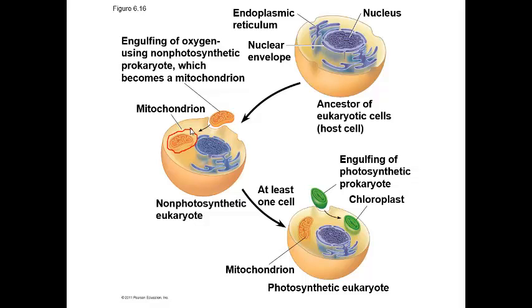This could also have happened with the chloroplast. These relationships were so beneficial that they became permanent over time. And now these mitochondria and chloroplasts are considered permanent additions of eukaryotic cells. This completes the video.